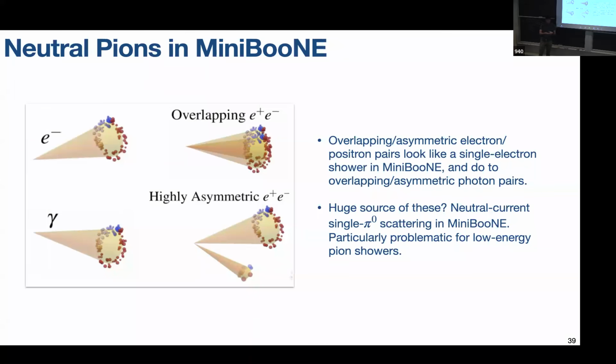Pions at low energy can make low energy photons that are really hard to reconstruct, and especially if those photon pairs are overlapping or highly asymmetric, or one leaves the detector before it converts into an e+ e- pair. All of these effects can lead to signatures that look like single electron showers in MiniBooNE.